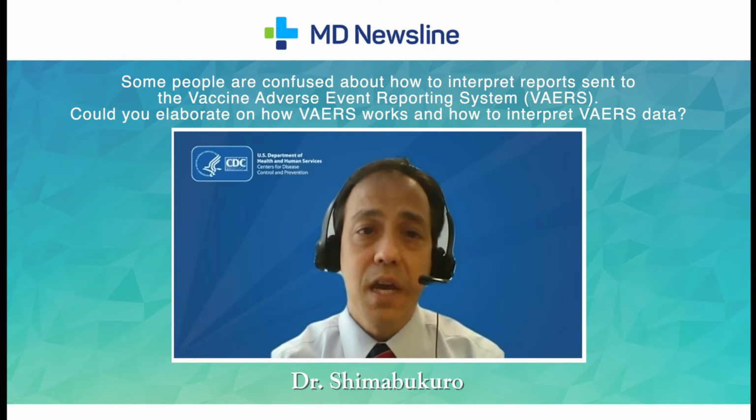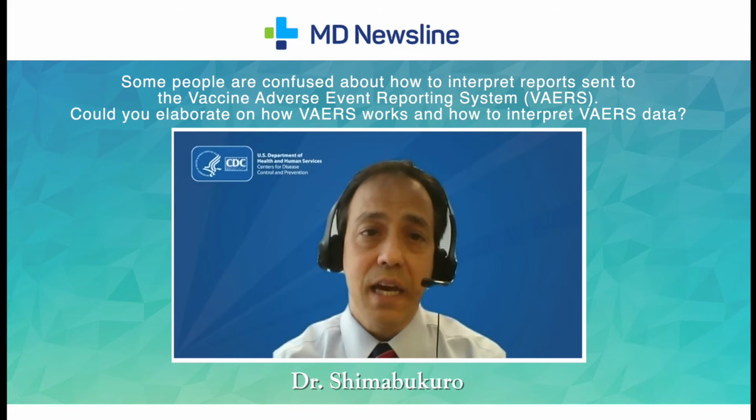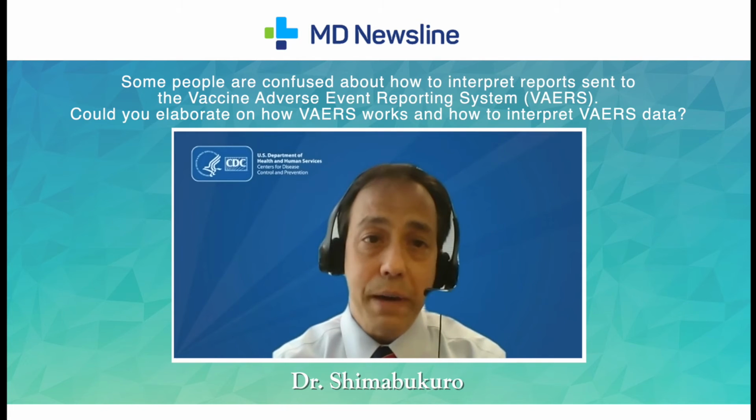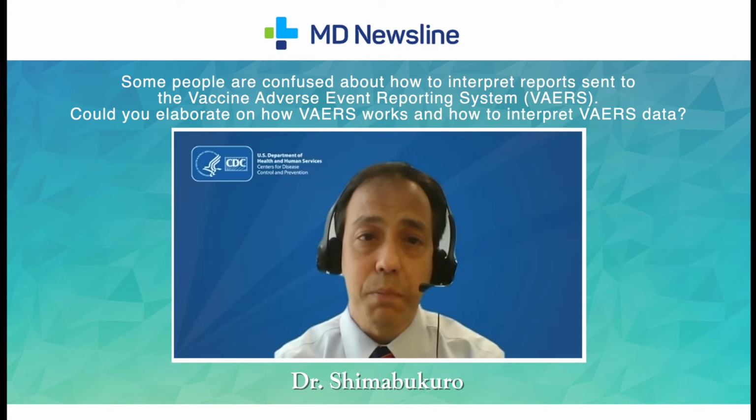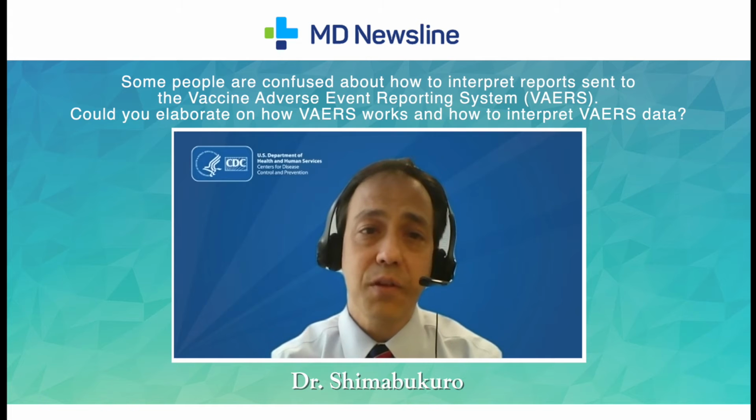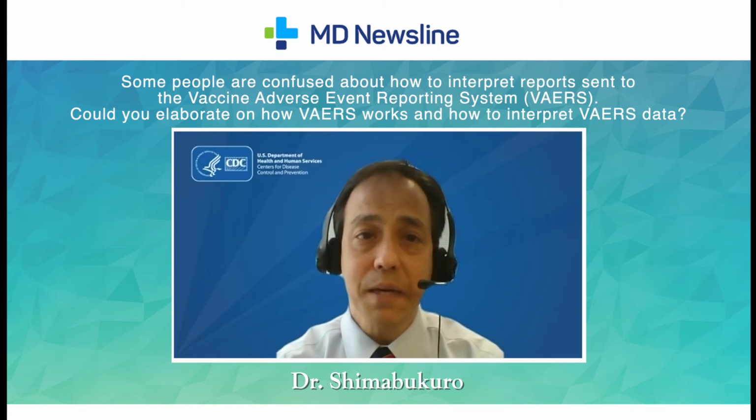So in VAERS, the timeline is a person gets vaccinated. At some point after that vaccination, they experience an adverse health event. And then there is a decision by the patient or a parent or the healthcare provider to report that to VAERS. Some of these adverse health events that occur after vaccination might be true adverse reactions that are caused by the vaccine, and some might be coincidental health events that are not related at all to vaccine.